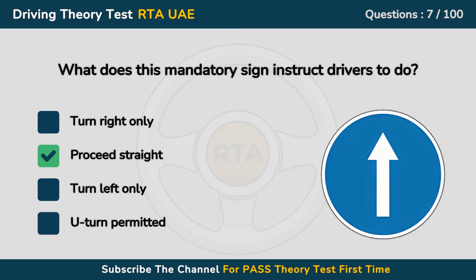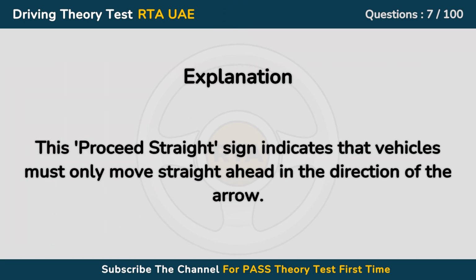Answer is B. Proceed straight. This proceed straight sign indicates that vehicles must only move straight ahead in the direction of the arrow.